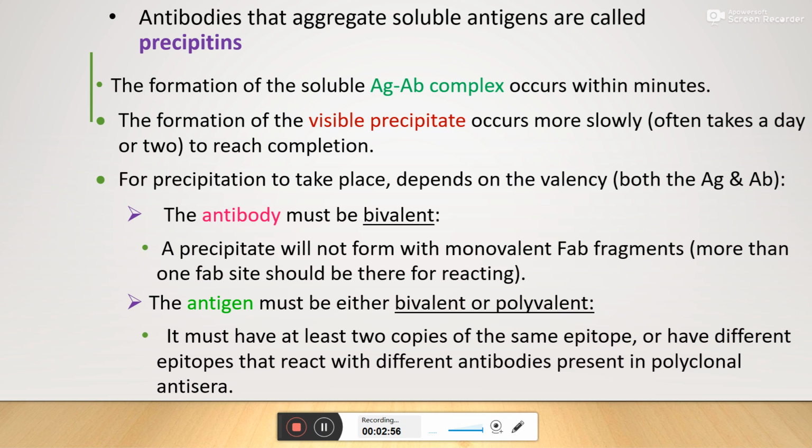In the case of the antigen, it must be bivalent or polyvalent, that is, it must have at least two copies of the same epitope, or it can have different epitopes. This helps it react with the different antibodies present in the polyclonal antisera. So different epitopes, or multiple copies of the same epitope, help it bind with the antibodies present in the aqueous solution.